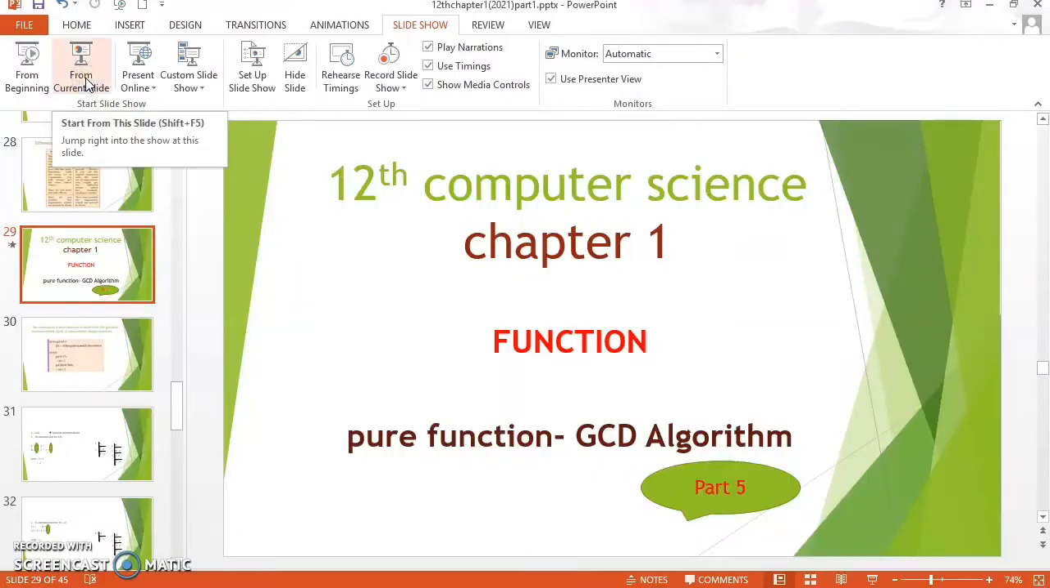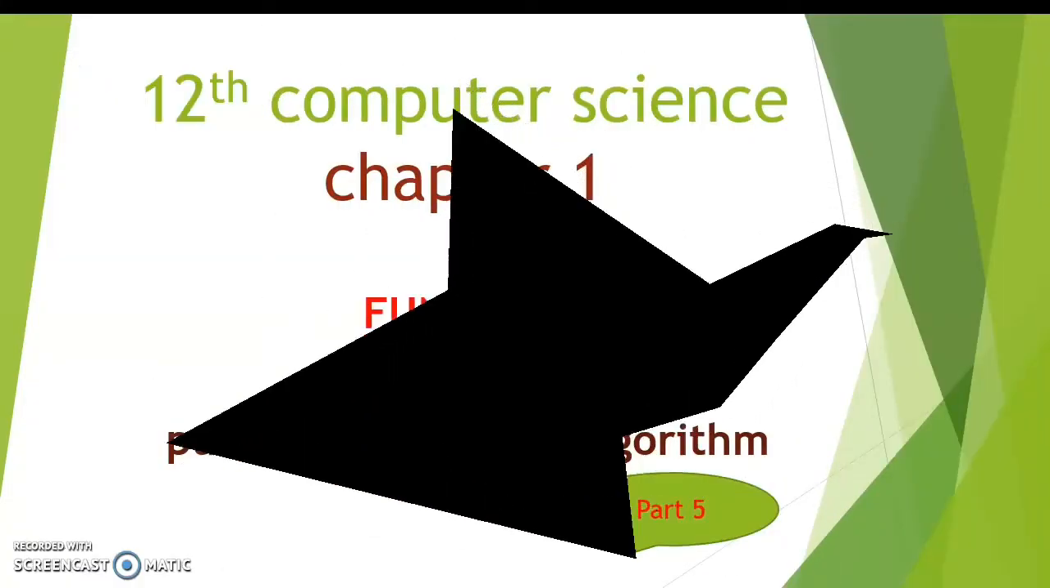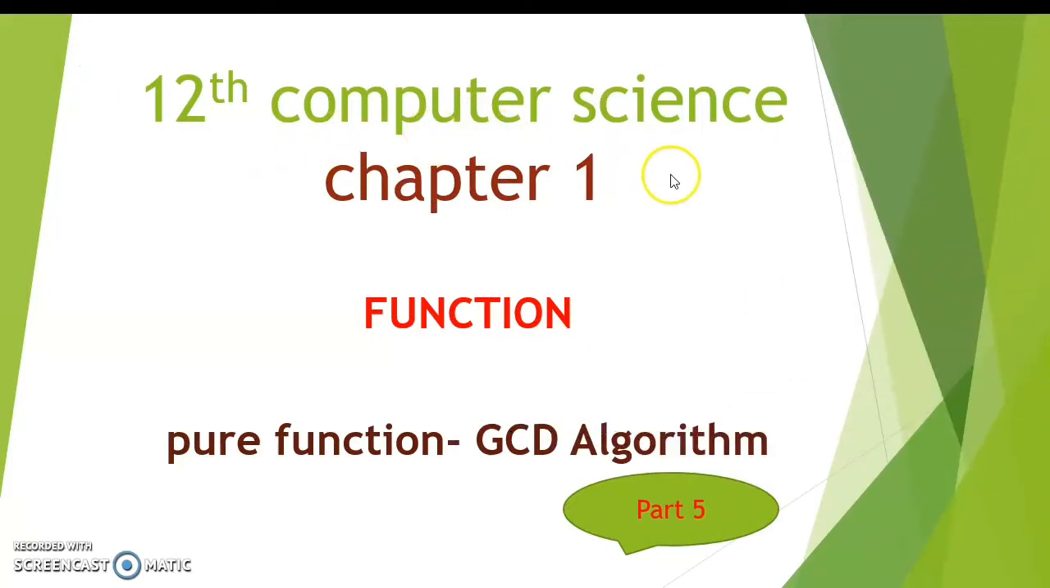Hello students. In this video we are going to discuss 12th standard computer science chapter 1, functions. In the previous video we discussed what is meant by a pure function, what is meant by an impure function, and what is the difference between them. Now in this video class we are going to discuss one example for a pure function, that is the GCD algorithm.